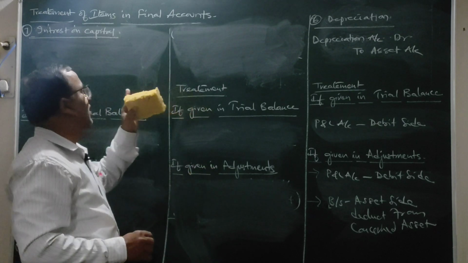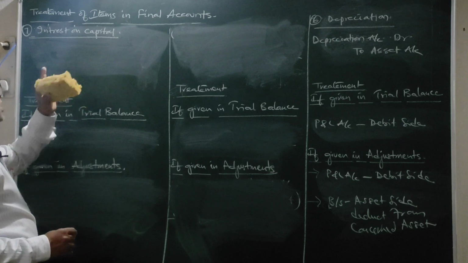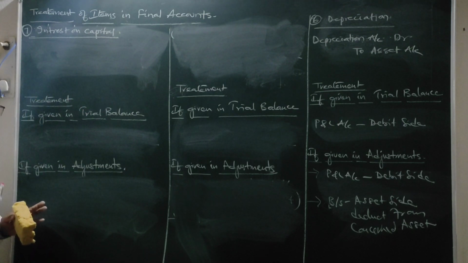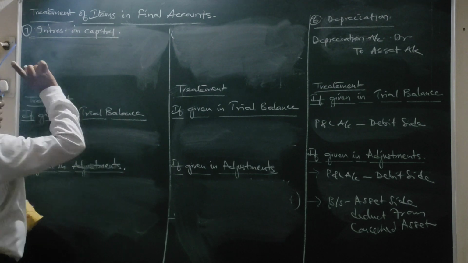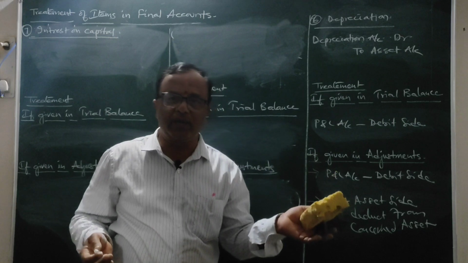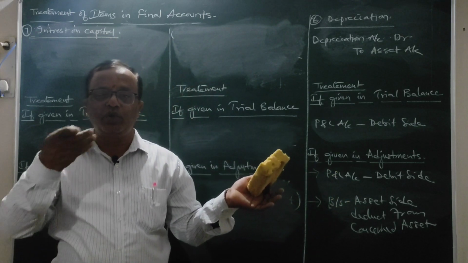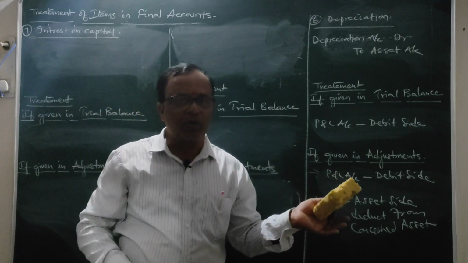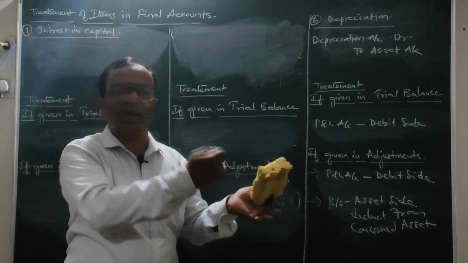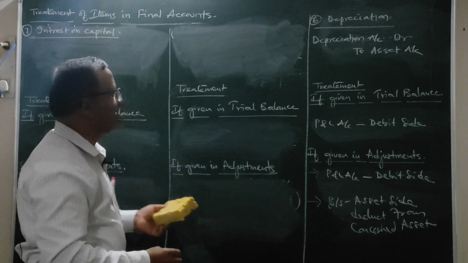For interest on capital, normally the adjustment entry will be adding to the capital of that particular businessman. Capital account, being a liability, shows a credit balance. If you are supposed to add to it, you should post it on the credit side of the capital account. So your entry will be: interest on capital account debit to capital account. That is the entry here.